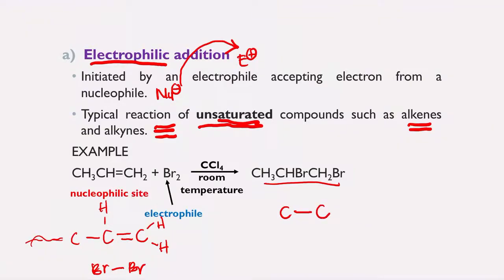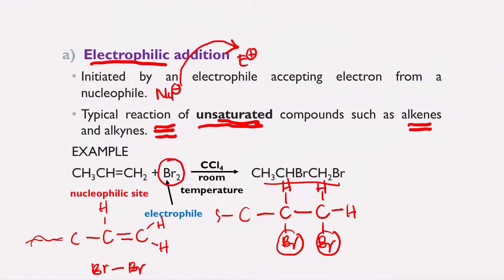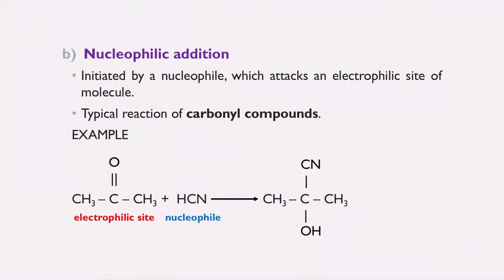So previously awak ada double bond, now you have single bond, and awak ada this bromine. Okay, so these 2 bromine are your electrophiles that are being added to your nucleophile. Okay, who is being added? So electrophile is being added, therefore it is an electrophilic addition. Next, you have nucleophilic addition. That means that you are adding nucleophile into your electrophile.